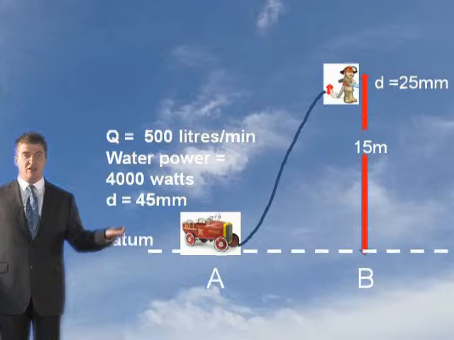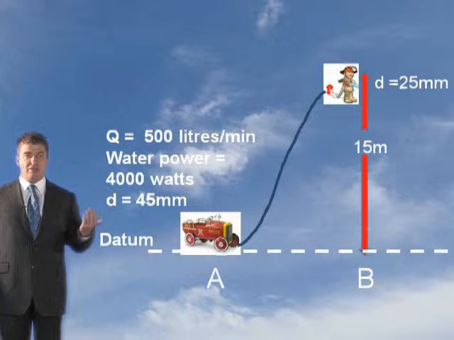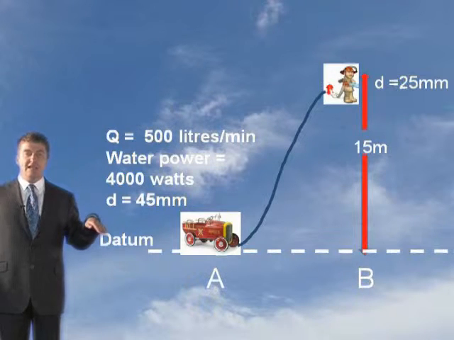So that's the question. What's the first thing you do when working out any Bernoulli's question? First of all, you do your sketch. Do your sketch as you show here. You've got your fire engine, you've got your guy on the branch. As you can see, you've put your Q in, you've put your water power in, you've put your diameter at the bottom. Where are you going to put your datum line?